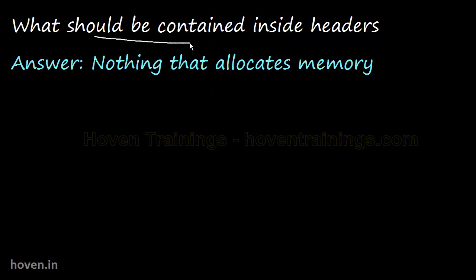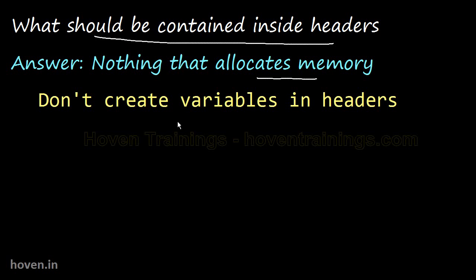What should be contained inside headers? The answer is, a header file should not contain anything that will allocate memory. The function declarations do not cause memory allocation. The class and struct definitions also do not cause memory allocation. So that's why we include function declarations and class definitions in headers. But variables cause memory allocation. Don't create variables in headers. They should not be created inside headers.